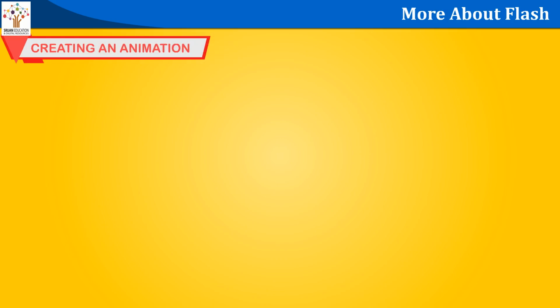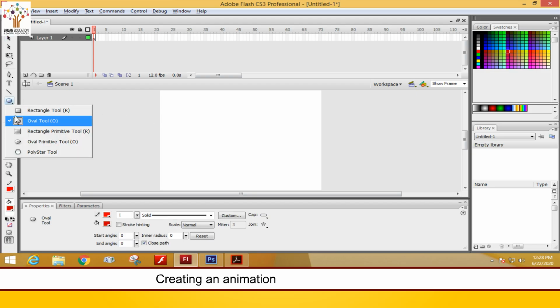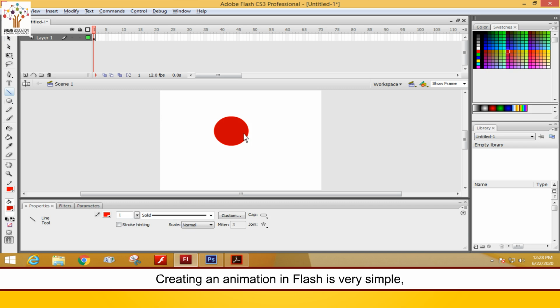Creating an animation. Creating an animation in Flash is very simple. Flash provides many useful tools that simplify the entire process. Two types of animations can be created in Flash: frame-by-frame animation and tweened animation. Frame-by-frame animation. Frame-by-frame animation is the way cartoons have been animated since the early days of animation.